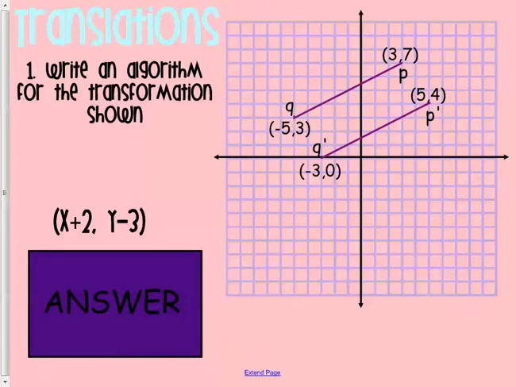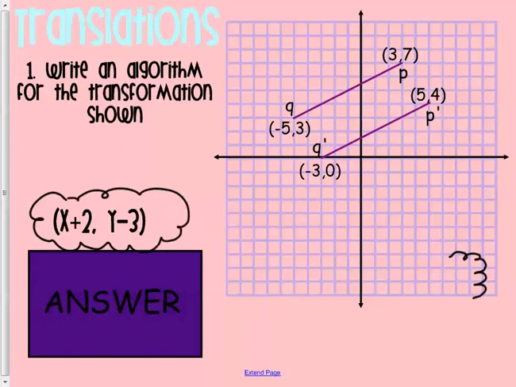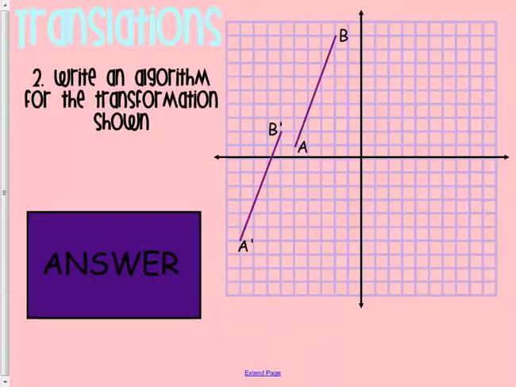Let's make sure that works for Q. We're going over 1, 2, and down 1, 2, 3. So as you can see, between these 2 points and between these 2 points, the same exact algorithm is happening. So this right here is our answer. Go ahead and try this one for me, and I'll be back in just a second to show you what I did.